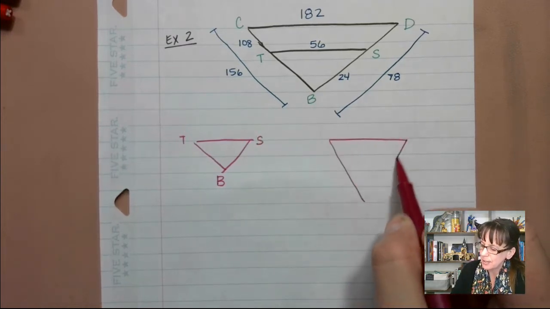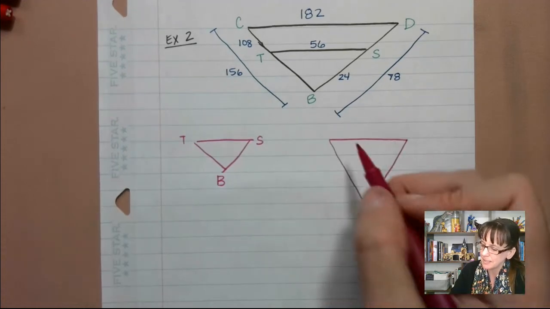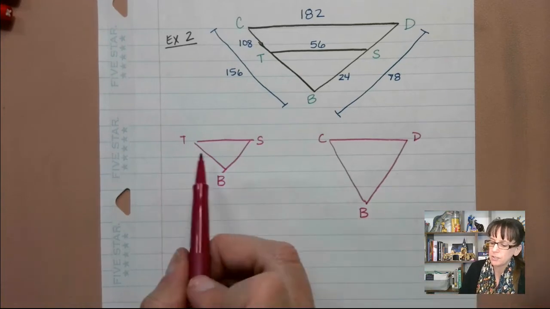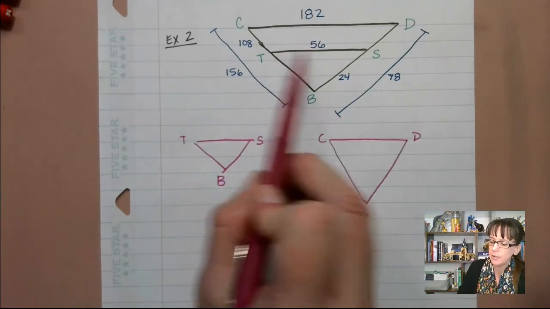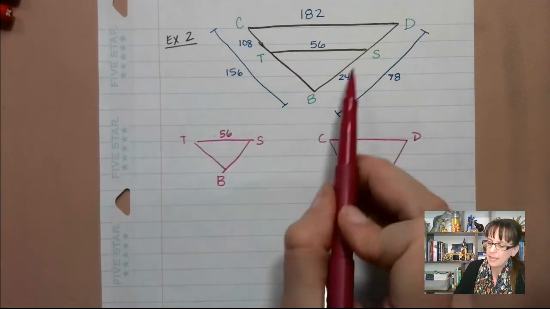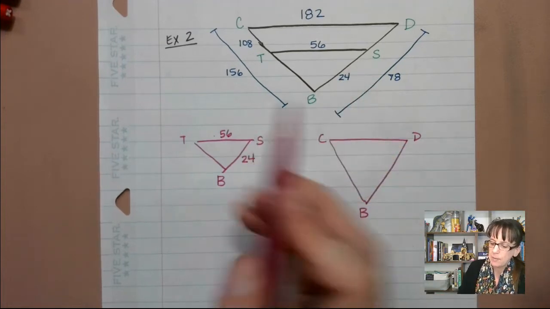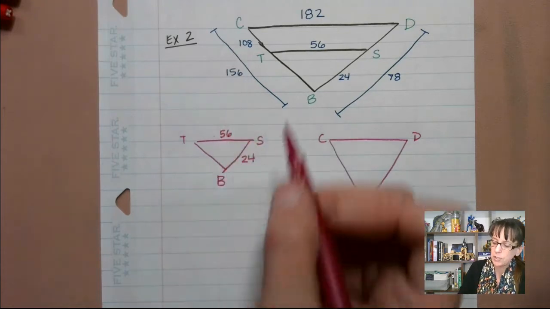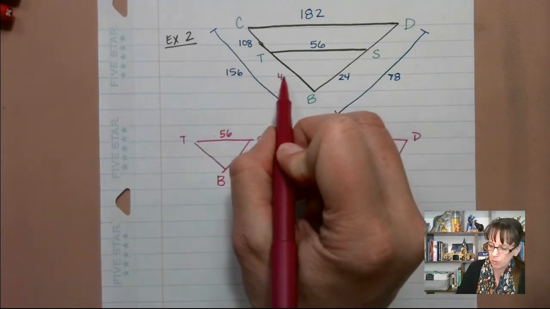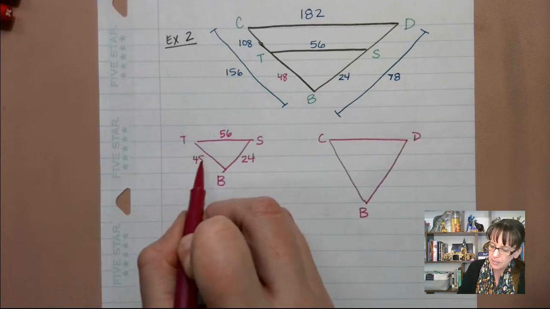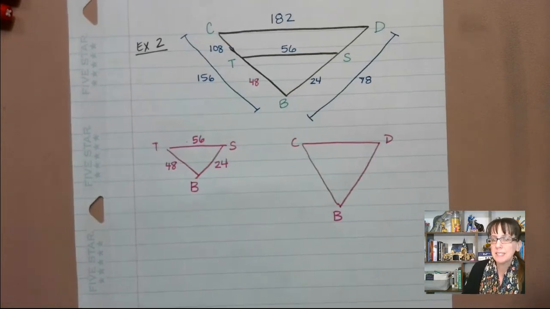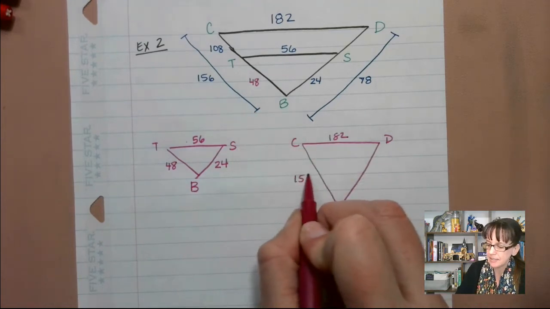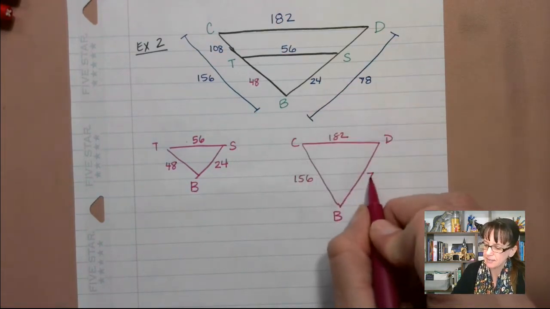All right, so we've got these. See, I missed it that time. Jeez. All right, CD, B. For the smaller one, we know that this is 56, and this is 24. Because I know the whole big thing is 156 and this is 108, I can subtract those two to give me 48. So now I know this side is 48. For the big triangle, we have 182 up top, and then 156 and 78.